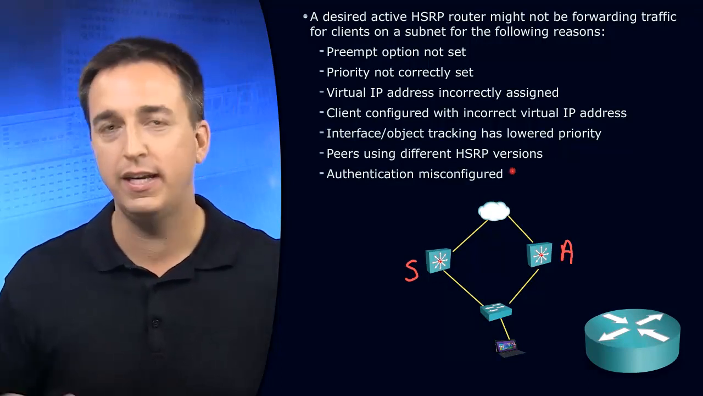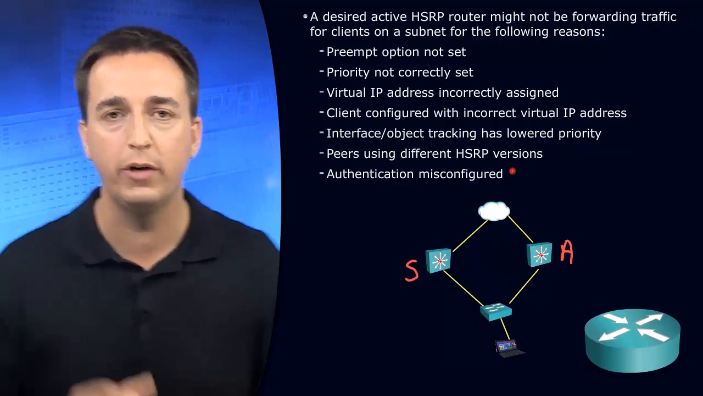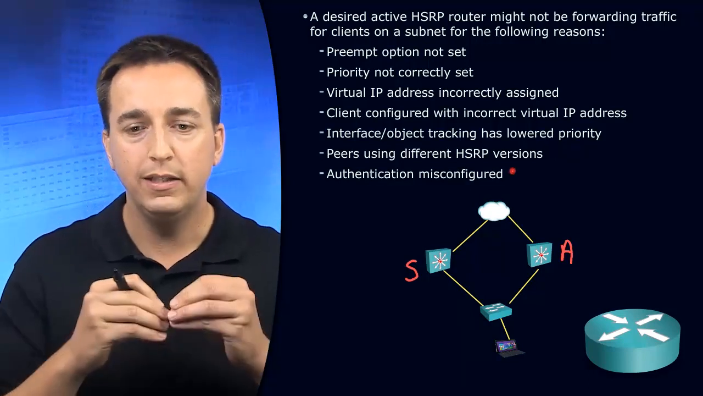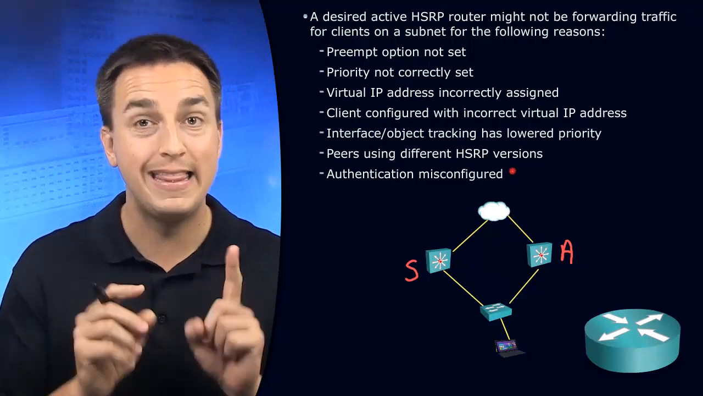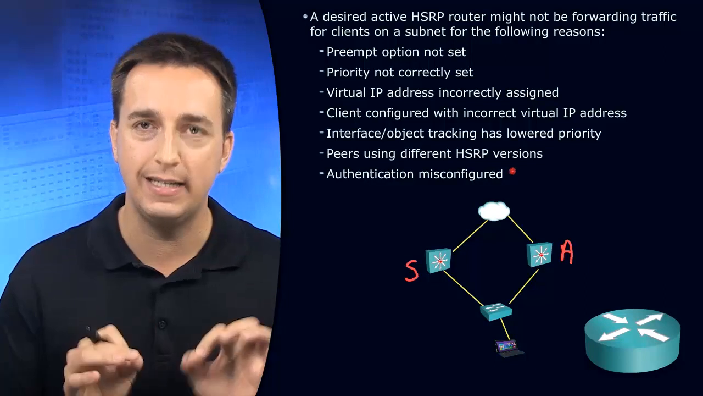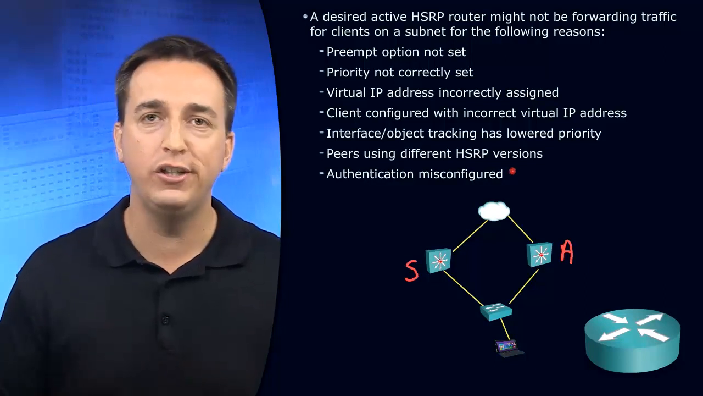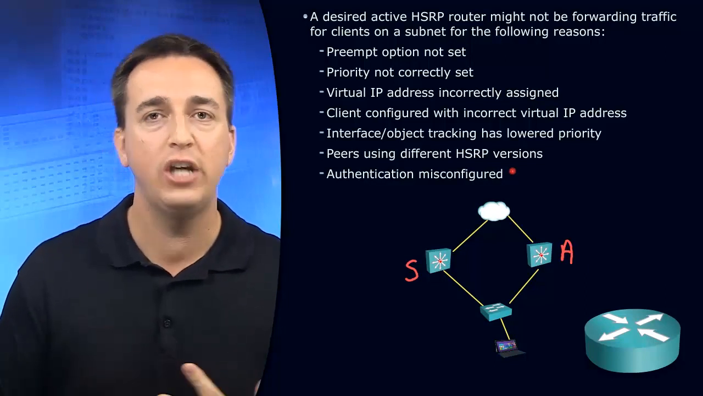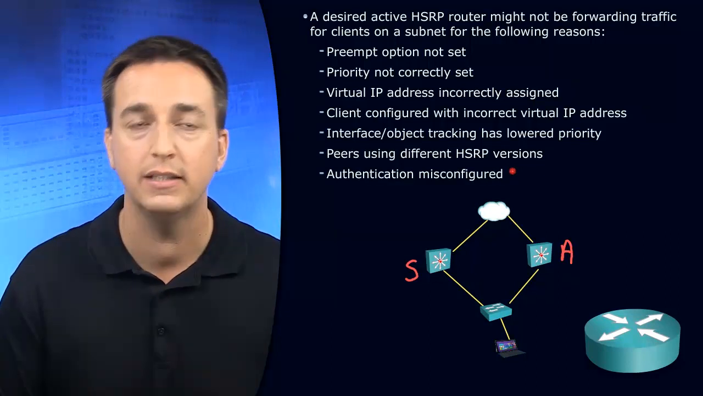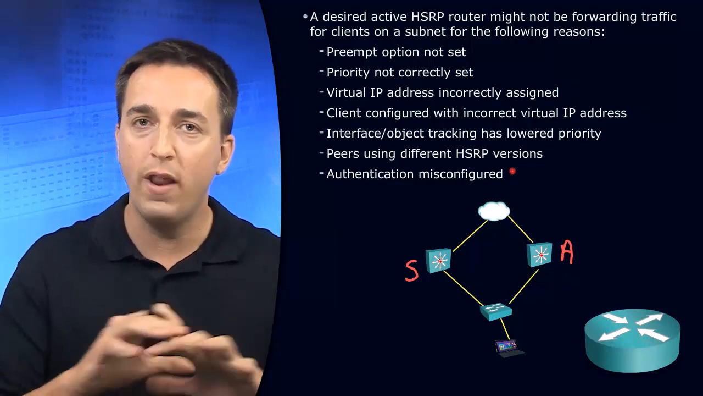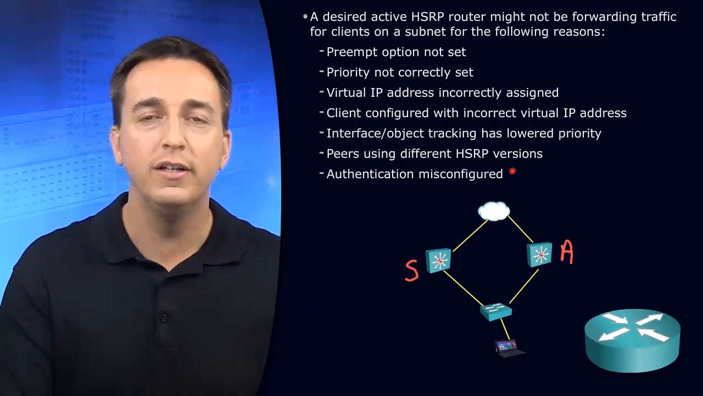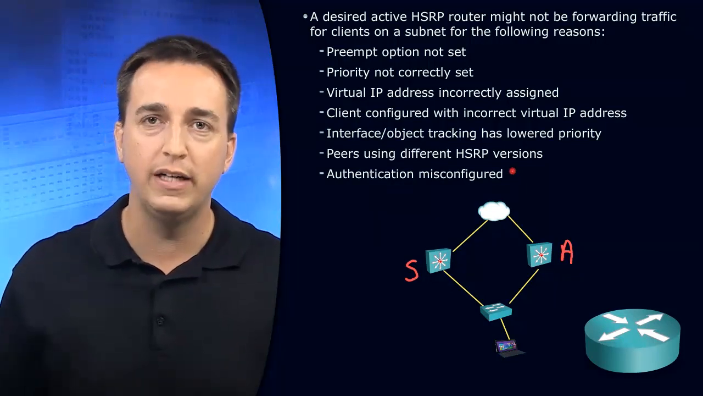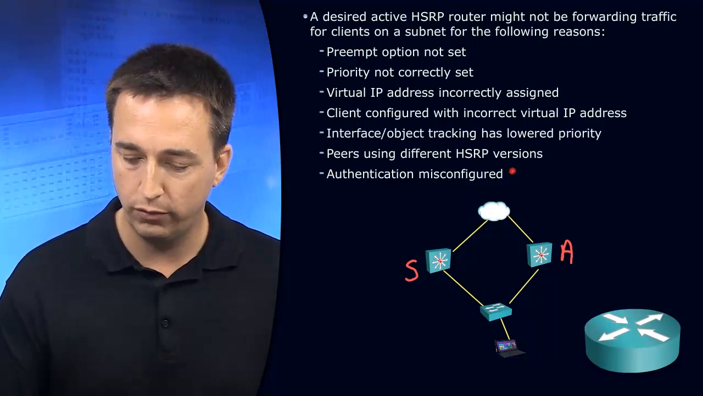And lastly, authentication gives us the ability to make sure that we're only going to be successfully forming groups with those routers that can authenticate. And with authentication, you can use key strings or key chains. With HSRP, you can use plain text and MD5. So whatever you're using, you have to be able to verify all of that information and make sure that it's configured correctly on all the devices within that HSRP group.